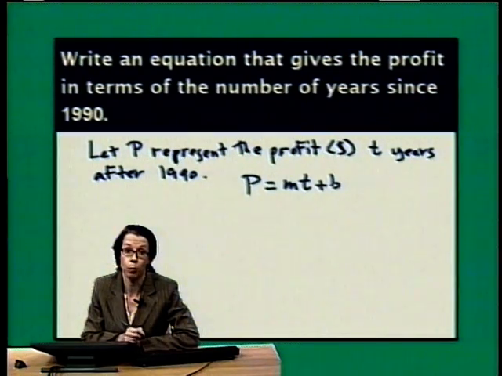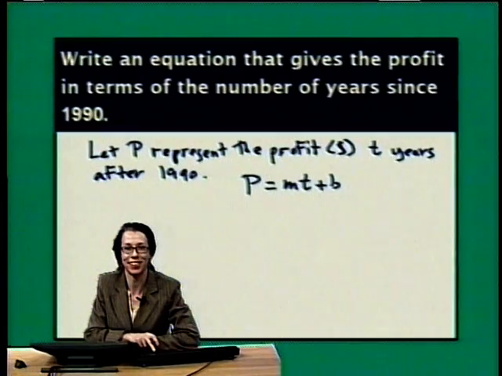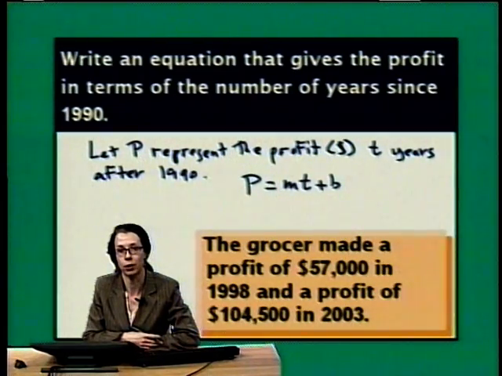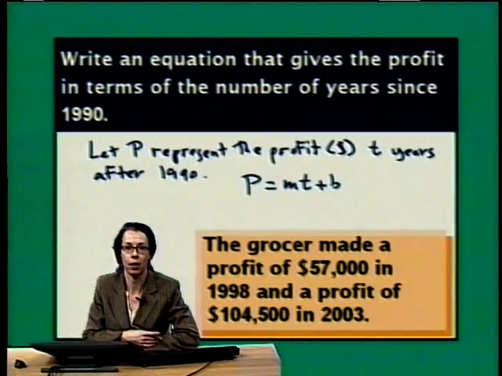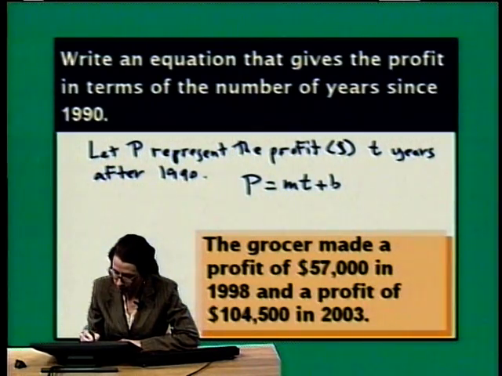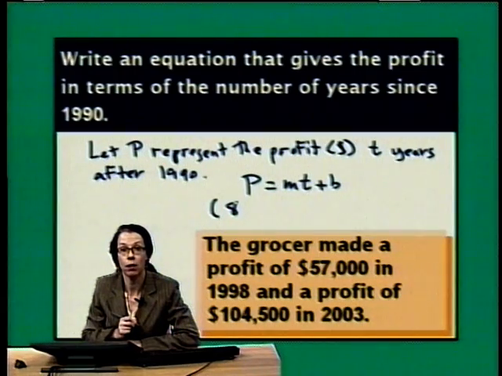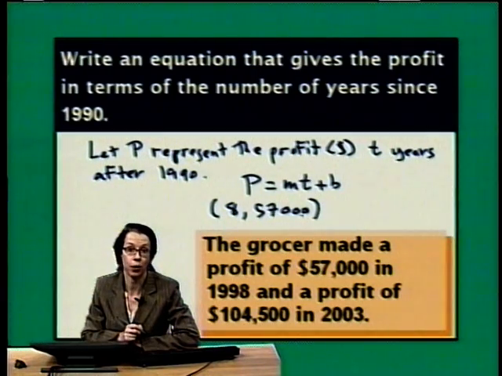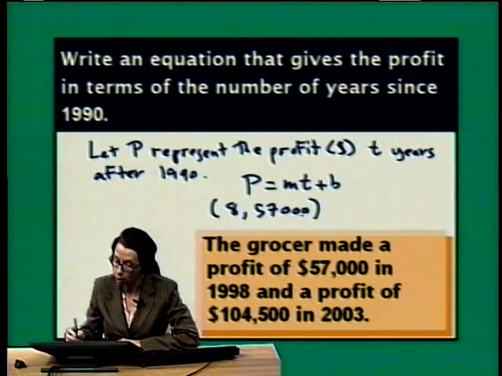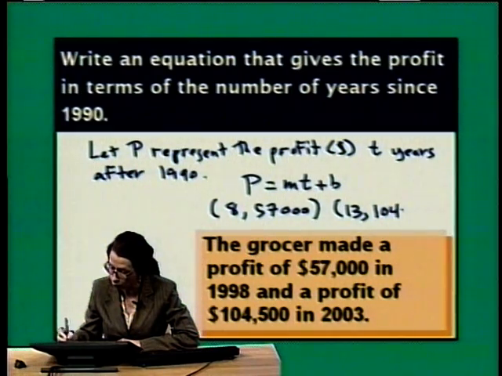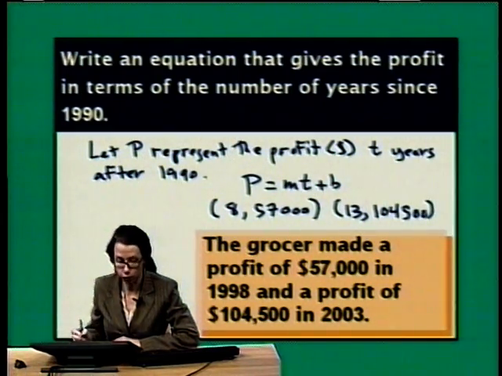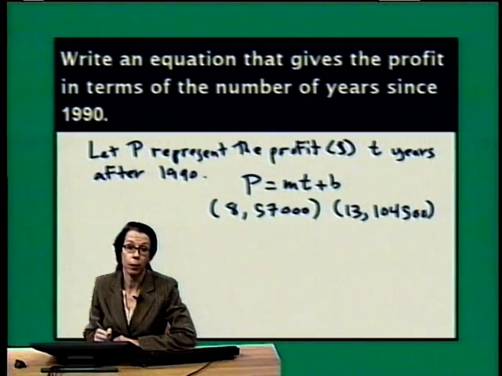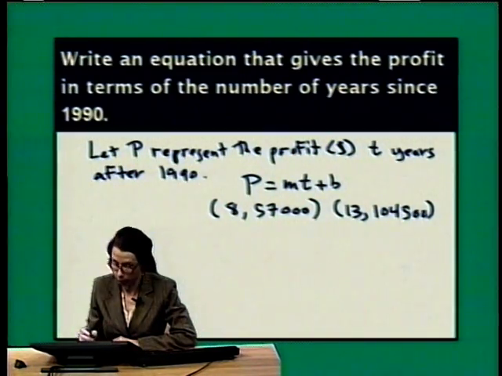Well, I need a couple of points to come up with the equation. In the problem, I had 2 bits of data. I know that in 1998, that would be T equals 8, the grocer's profit was $57,000. I can translate that into an ordered pair. I'm also told that in 2003, that's 13 years after 1990, the grocer's profit was $104,500. I can start by using these 2 data points to find the slope.